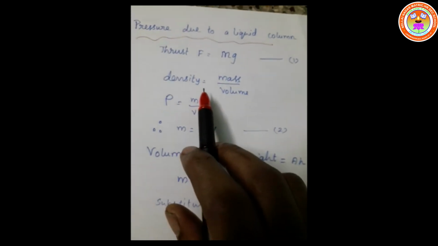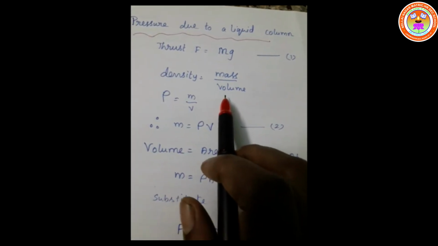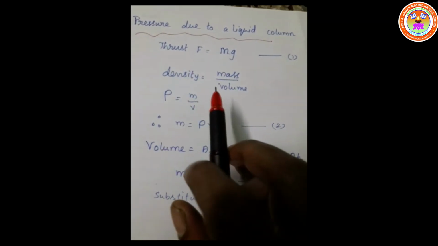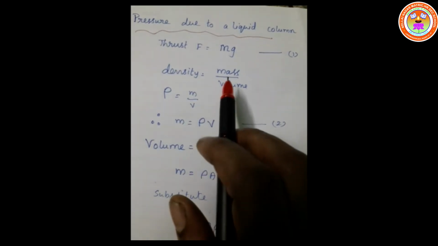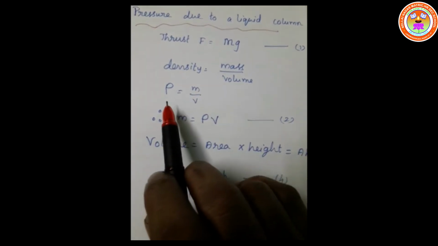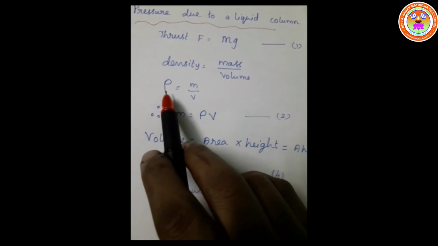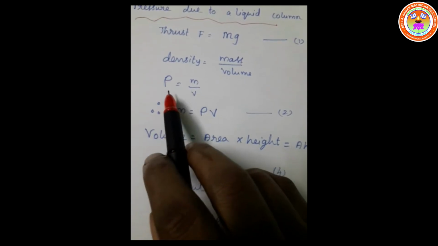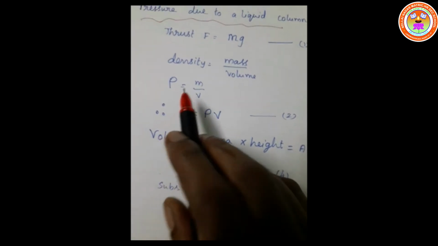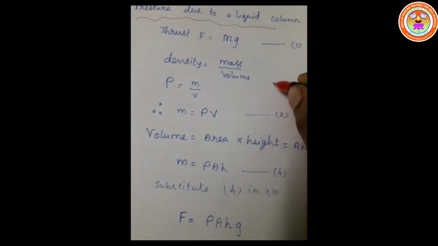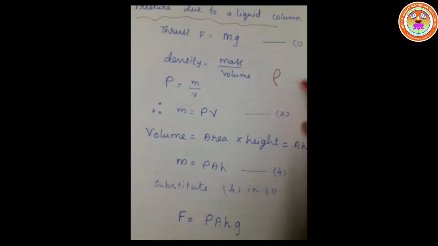The density formula is nothing but mass per volume. This is studied in the lower class itself. Density is equal to mass per volume. The density symbol is rho. This is the symbol for density. This is not a P. This is rho. Right, this is rho.